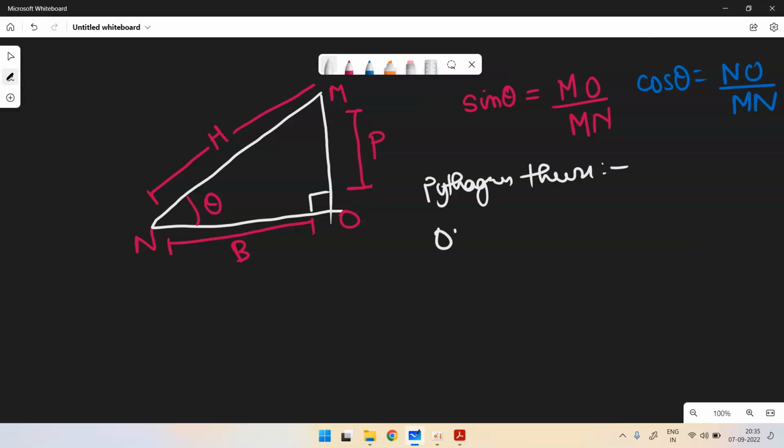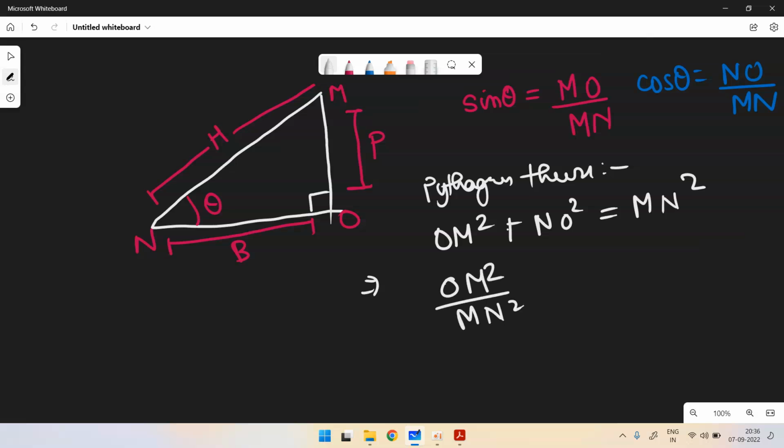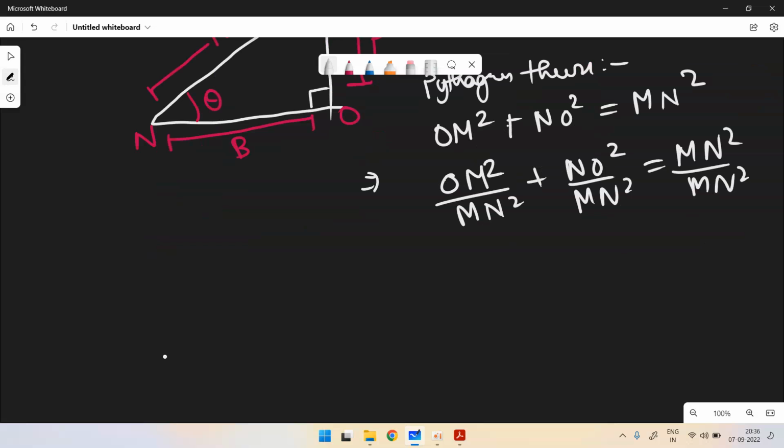What is it? ON square plus NO square equal to MN square. Yes, sir, this is true. So which implies that I can rewrite it as OM square by MN square, I'm dividing this whole by MN square, equal to MN square by MN square. Yes, sir, you can do this, you are dividing the whole equation. So what we get is OM by MN whole square. Yes, sir, you can write this.